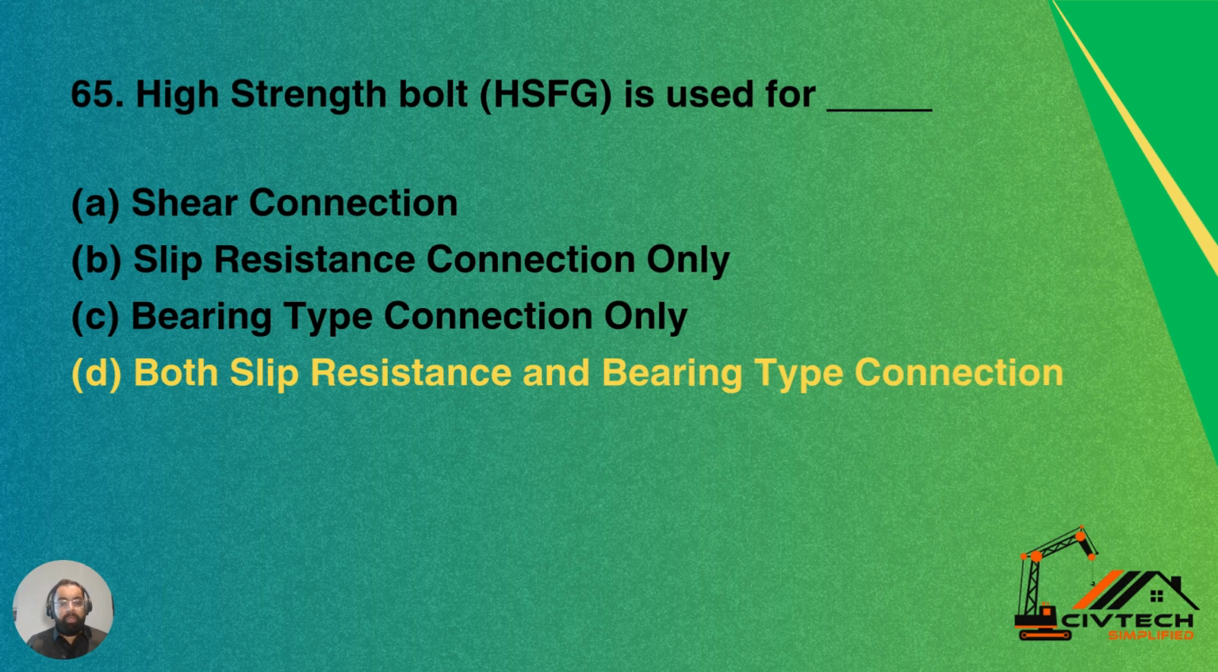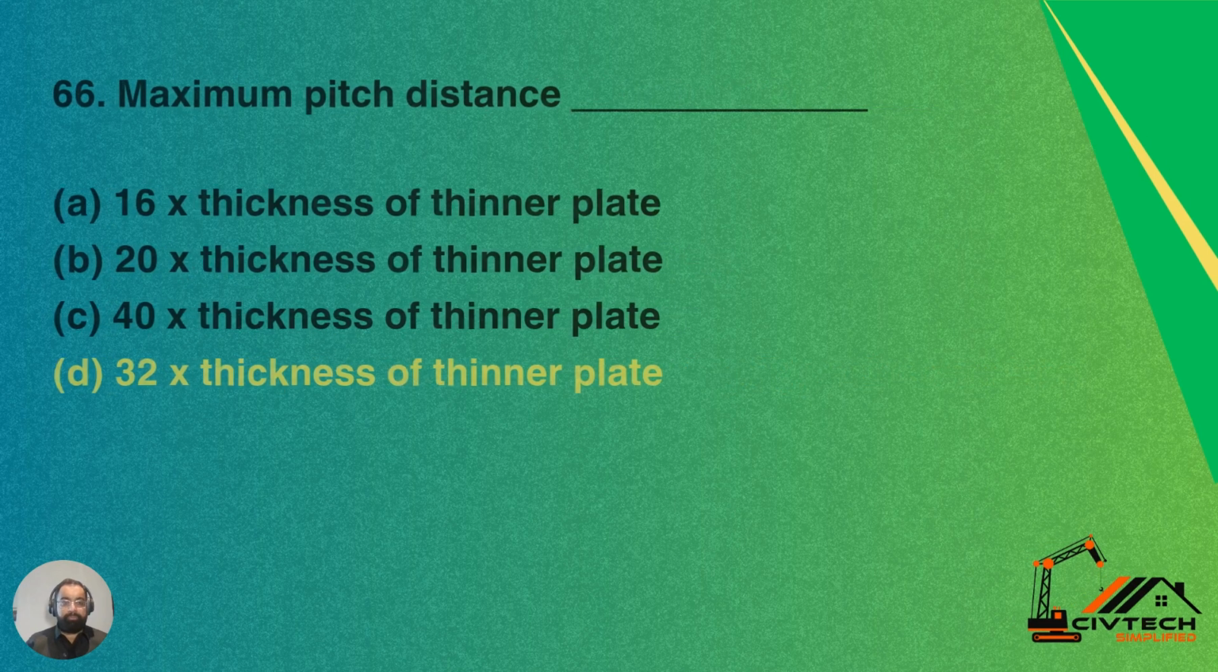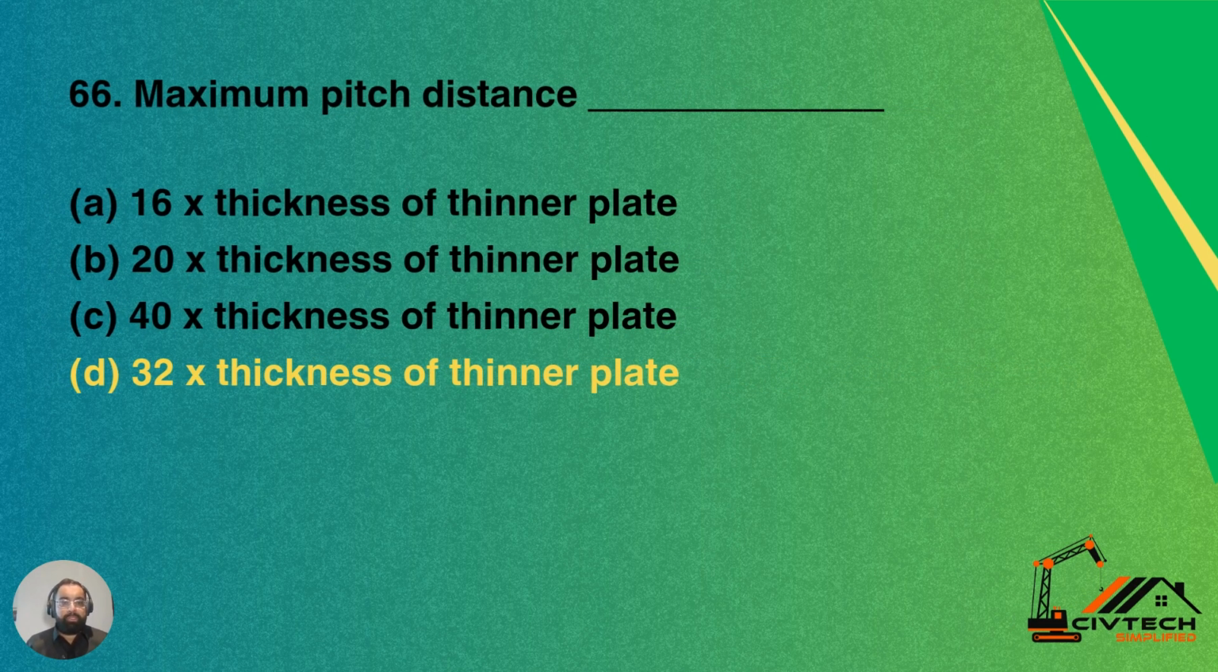Question 65. High strength bolt HSFG is used for option A, shear connection, option B, slip resistance connection only, option C, bearing type connection only, option D, both slip resistance as well as bearing type. So yes, D is the correct answer. The high strength bolt is used for both slip resistance as well as bearing type of connection. So D is the correct answer.